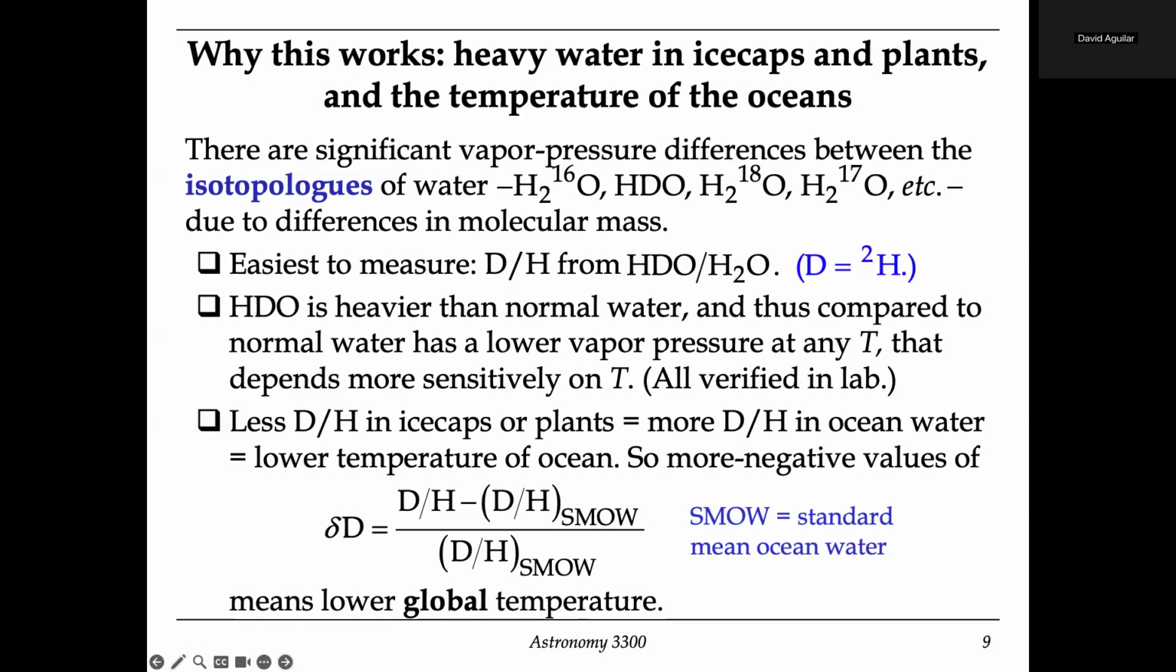Okay. Think about icy water. Okay, so less D to H in an ice cap or a plant means there must be more D to H in the ocean water. Okay, and we think of that as the lower temperature of the ocean. So what did I mean by that?